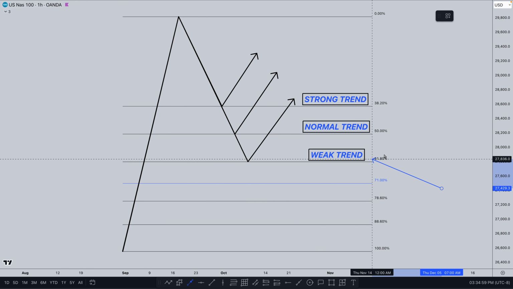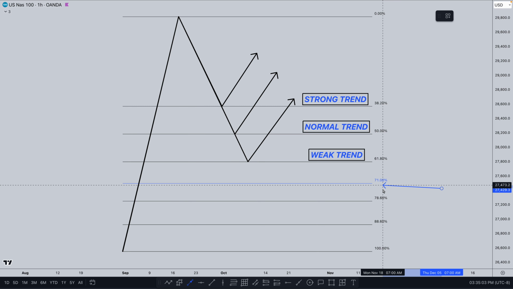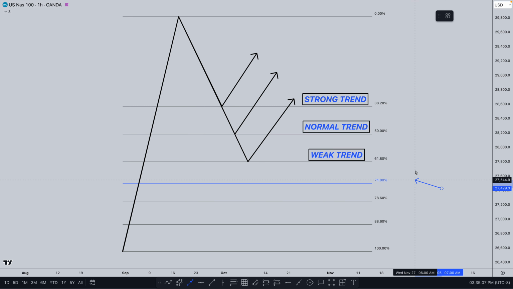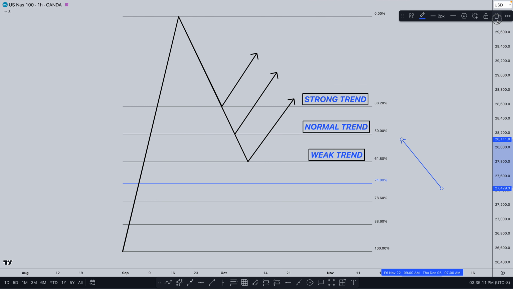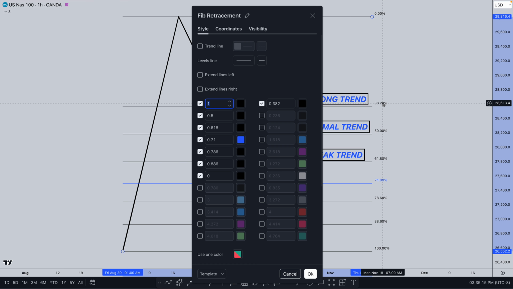But this is the basis of the Fibonacci. Of course, the lower zones will give you more of a sniper entry, right? And as you dive deeper and backtest this for yourself, you'll see it. But as far as the settings go for the Fibonacci, go ahead and double click this.